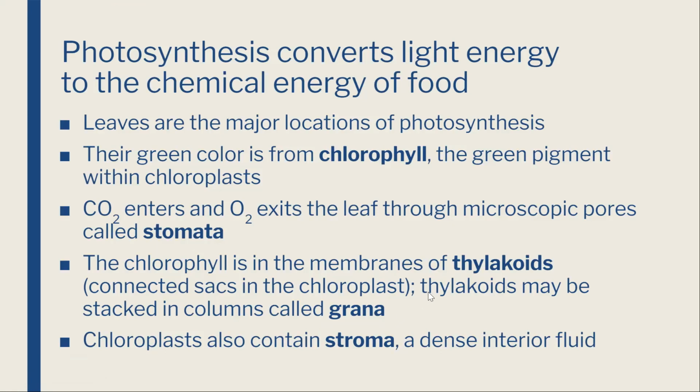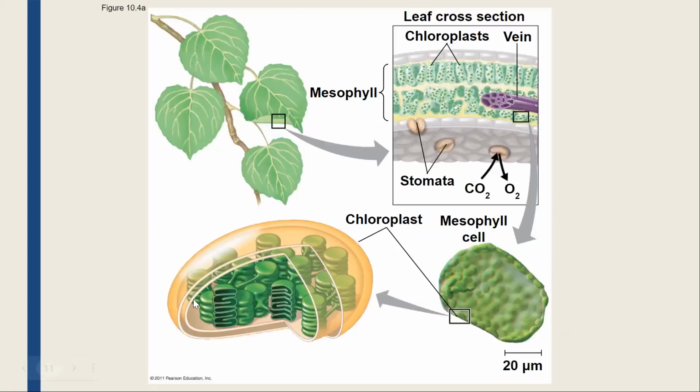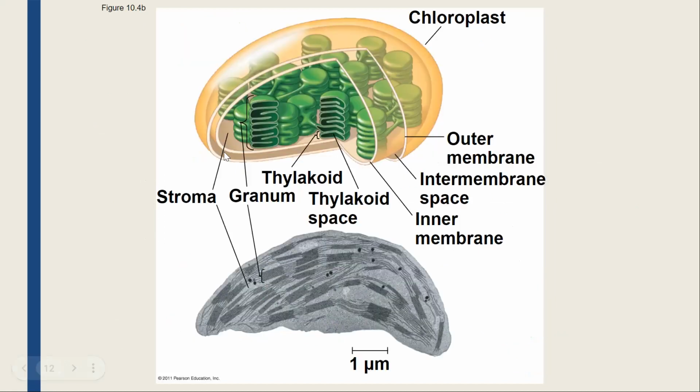The chloroplasts also contain the stroma, the dense interior fluid, the liquid in the space filling around the thylakoids. So the stroma is the space where the Calvin cycle is going to take place. And then the thylakoids are stacked in stacks called granum, and that's where the light reactions take place. And then, of course, we've got the double membrane structures, an outer membrane and an inner membrane.